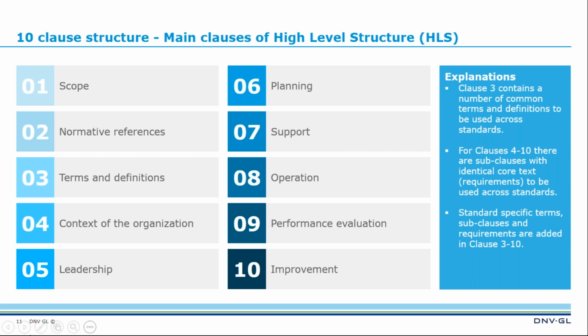In clauses 4 to 10, there are sub-clauses which are identical core text requirements. You may find them similar in ISO 9001 or ISO 14001. That was meant to be used across the standards. And the specific terms of jargon that we normally use in the food industry are further embedded in depth in the specific clause requirements, which we can see throughout the ISO 20000 standard as we look at the changes in comparison with the previous revision.